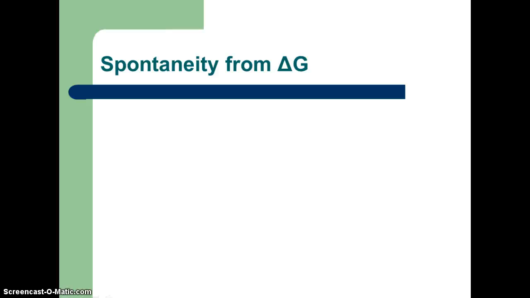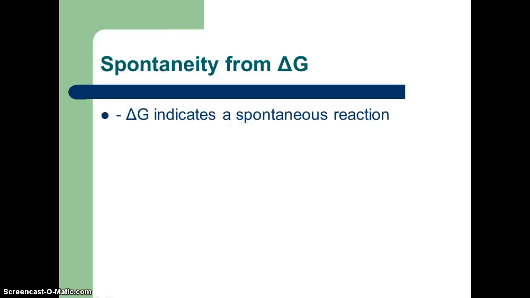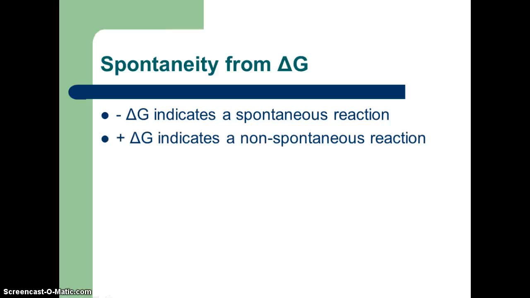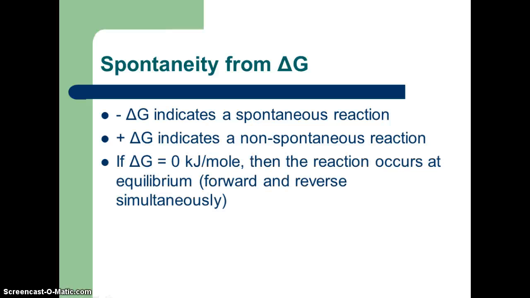Once we have that delta G value, we can use this to determine spontaneity. A negative change in free energy indicates the reaction is spontaneous. A positive delta G indicates a non-spontaneous reaction. If it equals 0, then the reaction occurs at equilibrium, forward and reverse simultaneously, which is truthfully not as rare as it might seem.